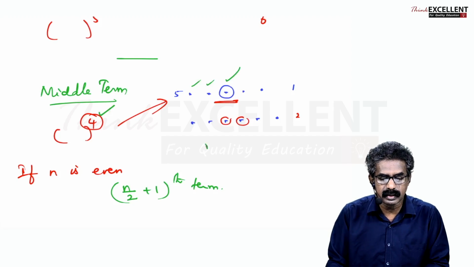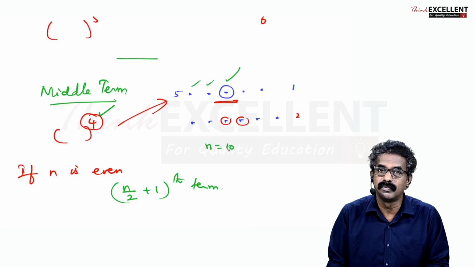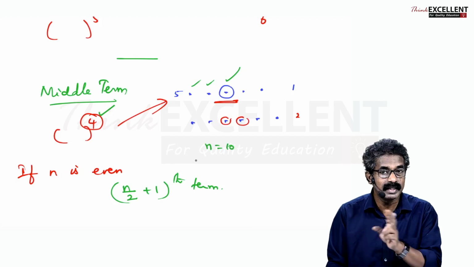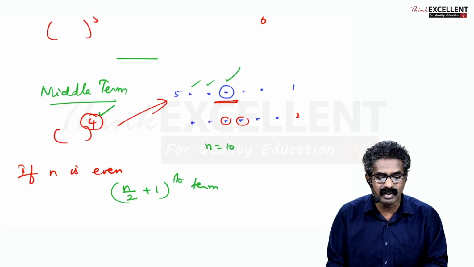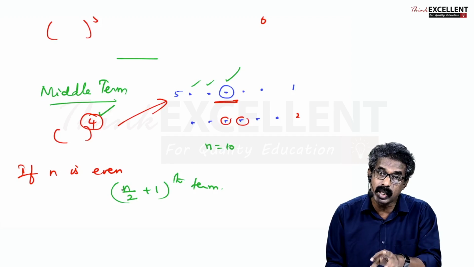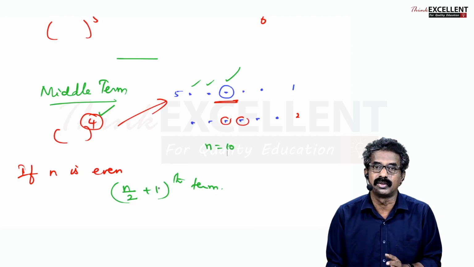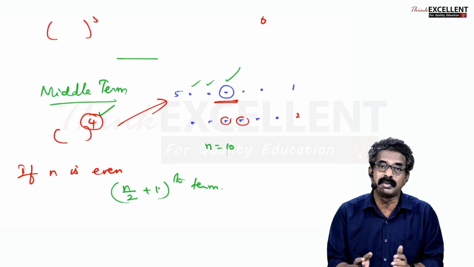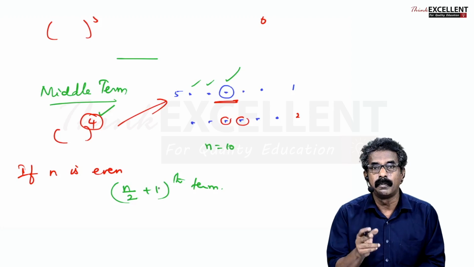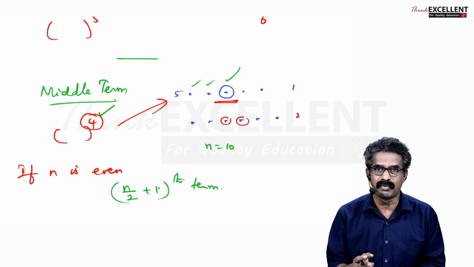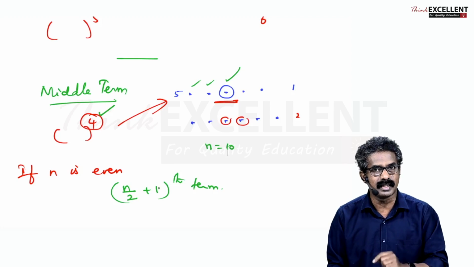Suppose n is 10. Which is the middle term? There will be 11 terms, right? N is 10, so the formula is n by 2 plus 1th term. 10 by 2, 5. 5 plus 1, 6. So you are supposed to find the 6th term. The 6th term is the middle term. How can you find the 6th term? Put r equal to 5 in the general term. You will get T6, and that is the middle term.